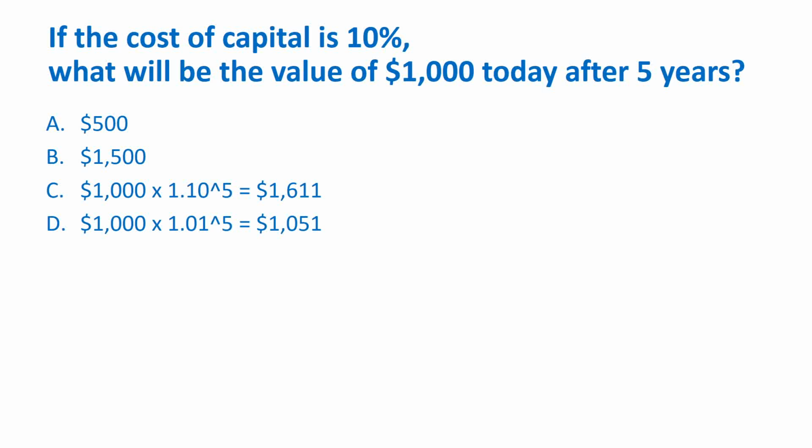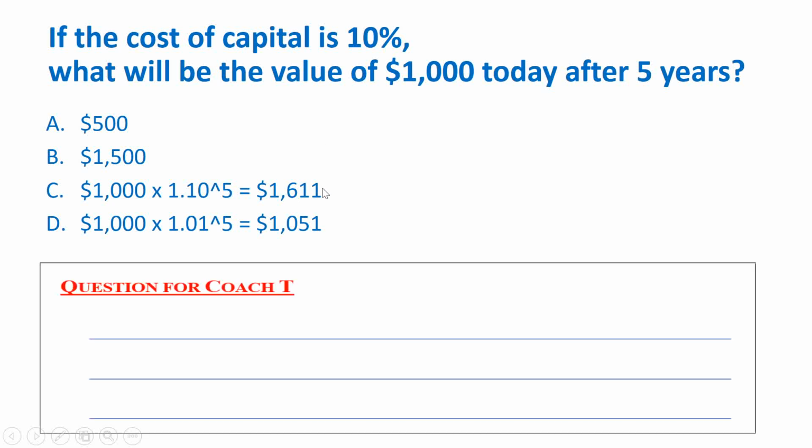$1,611. If you had paid the interest every year, then you pay $100 every year. You would have paid $500 in interest, and then you pay the capital back. But if you are not paying anything, then at the end of 5 years, you got to pay $1,611. Okay.